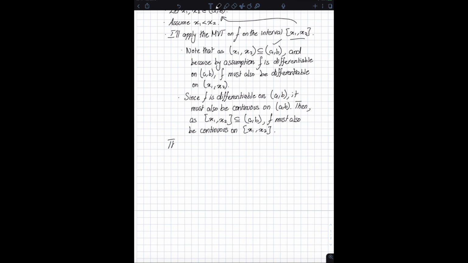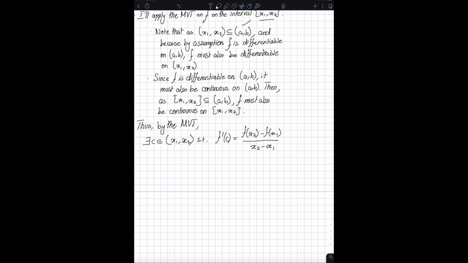We can say thus, by the mean value theorem, there exists some point c on the open interval x1 comma x2 such that f prime at c is equal to f of x2 minus f of x1 divided by x2 minus x1. But notice that, okay, this doesn't really have to be a part of the proof, but I'm just going to state this over here.